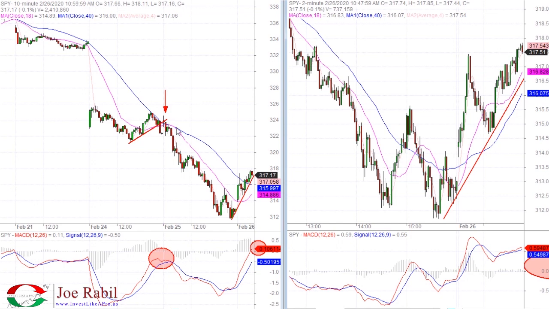And one of the things I wanted to point out is that a lot of times, so this is the first one right here, on the 10-minute, you're not going to get a rally all the way up to the zero line exactly. You're not going to get this red line to come right up to that level and roll over. It's just not a perfect world.